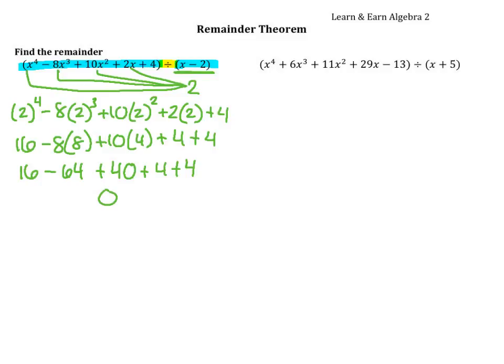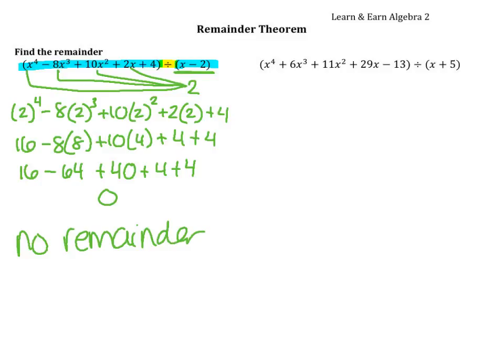That means that if I were to take this first polynomial and divide it by x minus 2, there is no remainder, and x minus 2 goes into that polynomial evenly. Now let's take a look at the second one.